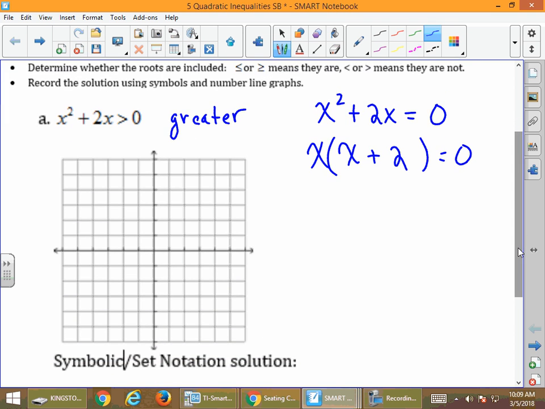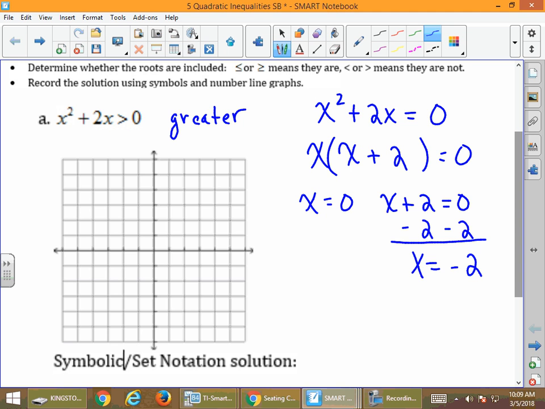And hopefully for you, you can say, oh, x equals 0 and x equals -2. And if you can't, then what we do is we take x plus 2 and we set it equal to 0. So then we end up with x equals -2. So already, before we even type this into our calculator, we know two values on our graph. We know here, and we know here. But let's use our calculator to help us get a little bit better picture.